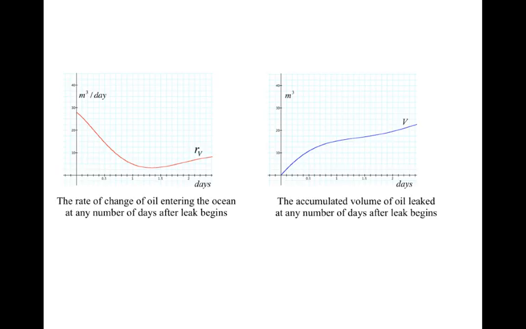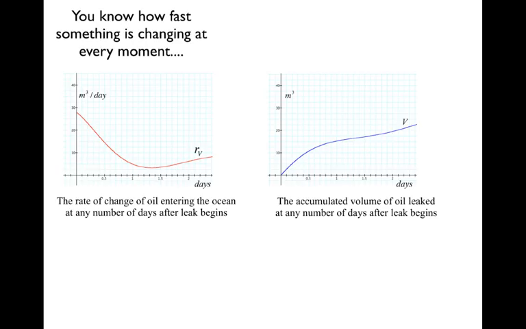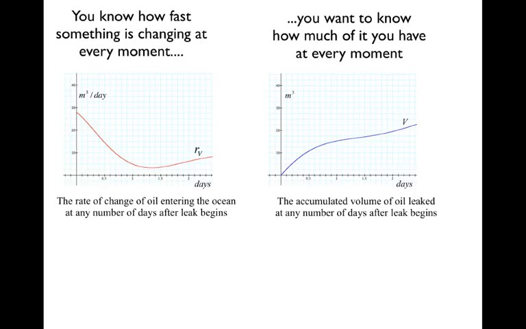So what is this endeavor that we're on? You know how fast something is changing at every moment. How do we know that? We have a true rate of change function, the actual rate of change. In the end, we want to know how much of it we have at every moment. And we're going to hit a milestone today, and we'll explain this, of this process. We're going to hit a really important point. Not the very end, but a really important part.